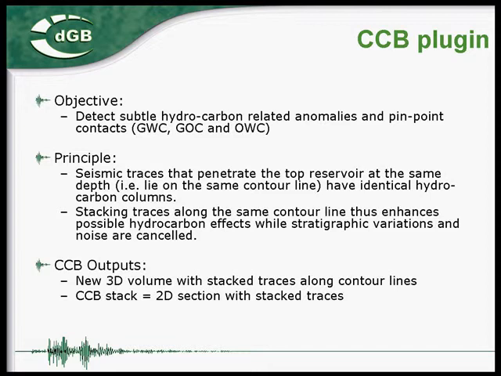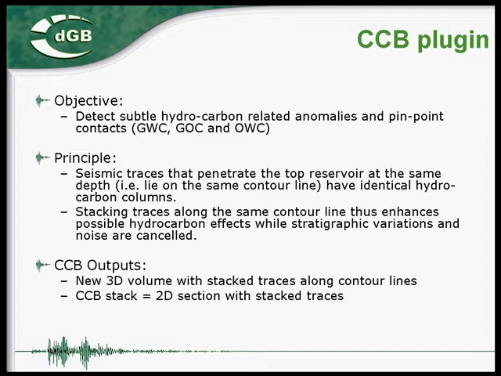So if we stack all traces along the same contour line, we can expect the hydrocarbon effect to stack up, while stratigraphic variations and random noise will be cancelled out. The CCB plugin produces two outputs. First, a CCB volume is produced that consists of traces stacked along contour lines that are redistributed along the same contour lines. In other words, all traces along one contour line consist of identical traces that were produced by stacking all traces along that contour line.